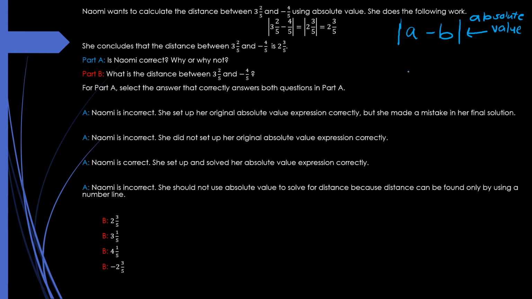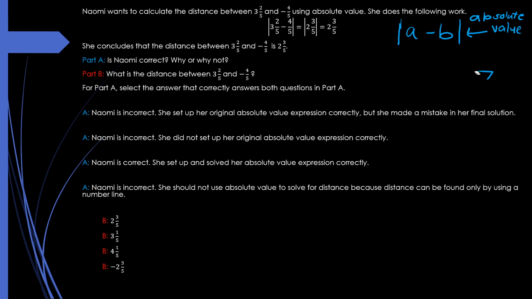So say I had the absolute value of negative 7. Those absolute value signs would turn it into a positive 7. If I had the absolute value of 5, well, 5 is already positive, so my final answer would just be 5. Okay, so that is what those absolute value signs do.